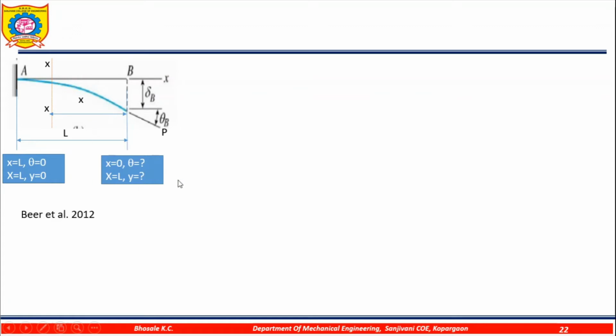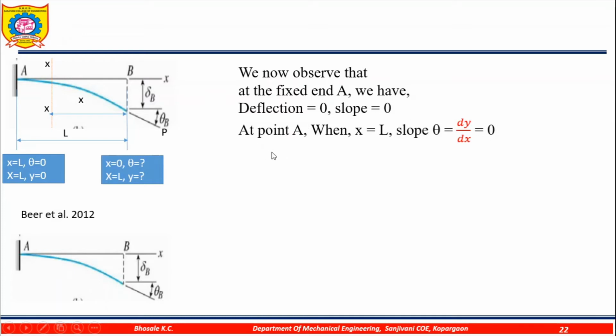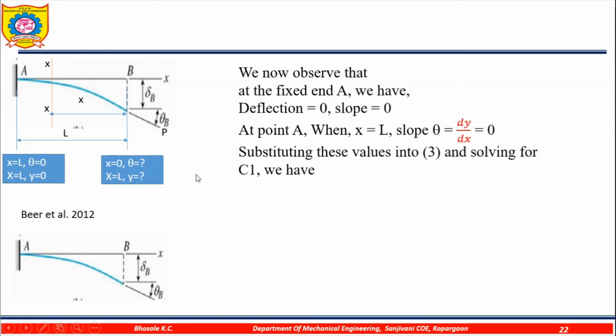So in this one we put the boundary condition. We now observe that at a fixed end A we have deflection is 0, slope is 0. At point A, when x is 0, slope is 0. So in the slope equation we'll put that boundary condition, slope theta dy by dx is 0. So substituting this value into equation 3 and solving, we'll get the value of C1.